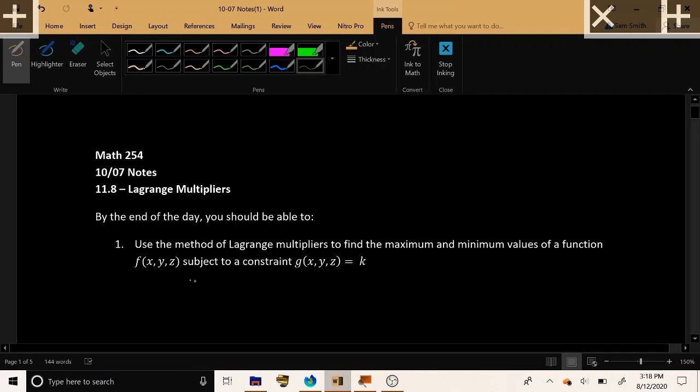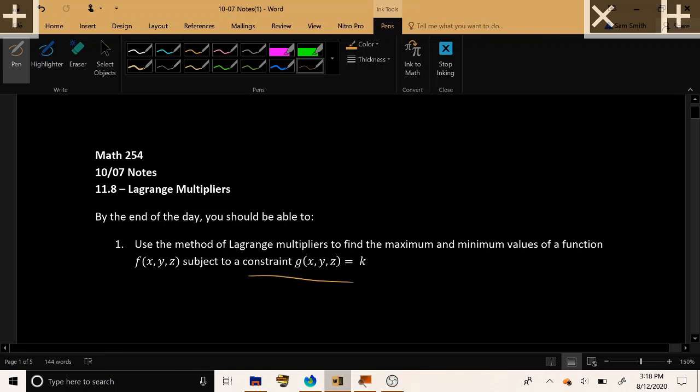But there's an extra little bit of interest here. We don't want to just find the absolute minimum and maximum of this function, but somewhere along the line, someone has come in and put an extra restriction on the values of x, y, and z, which we're allowed to input into the function, which is represented by a constraint equation, g of x, y, z equals k.